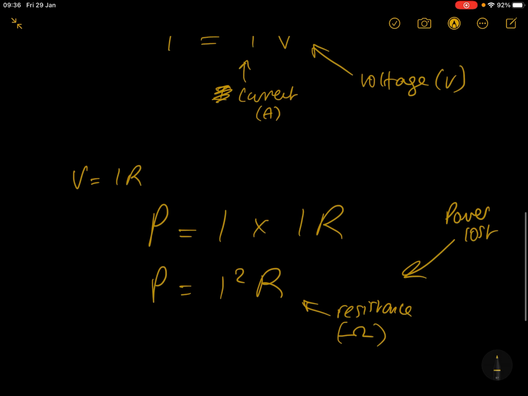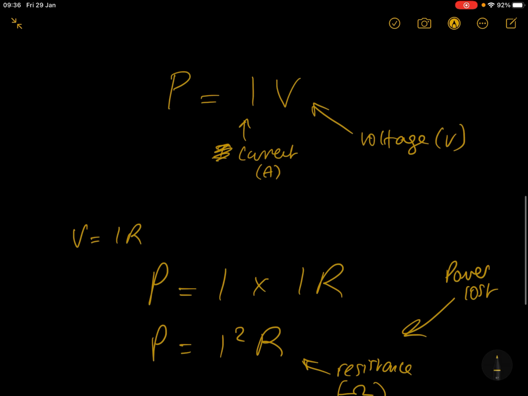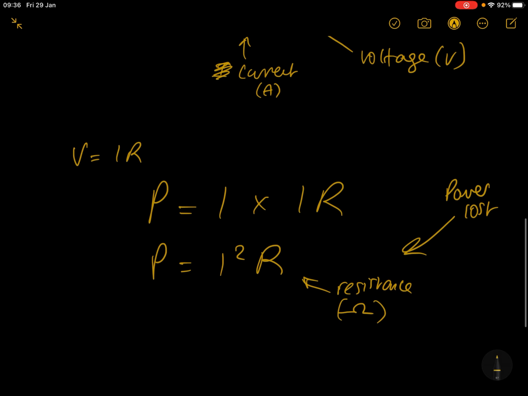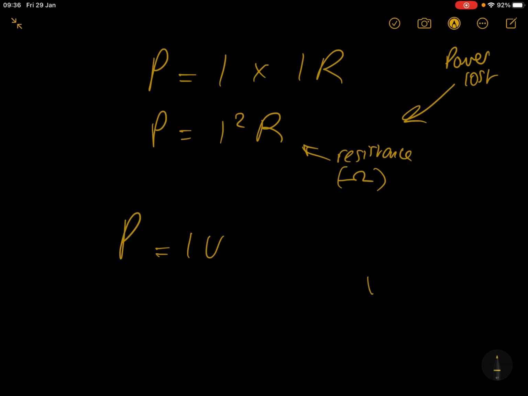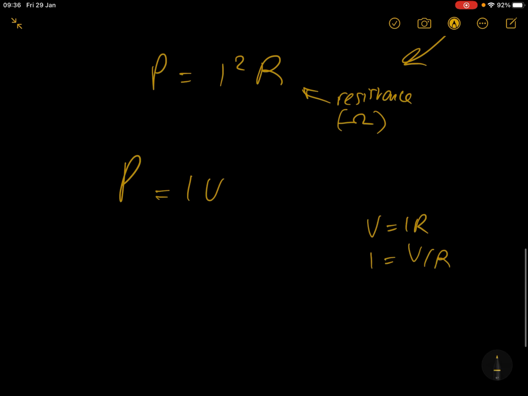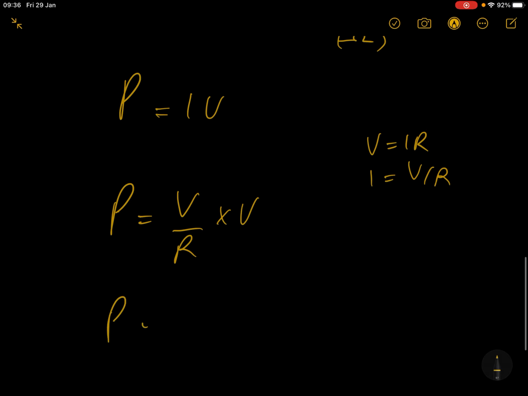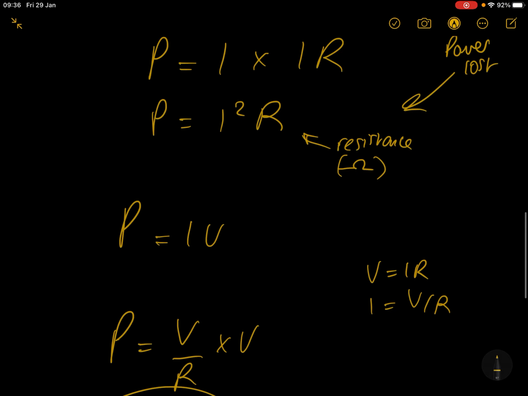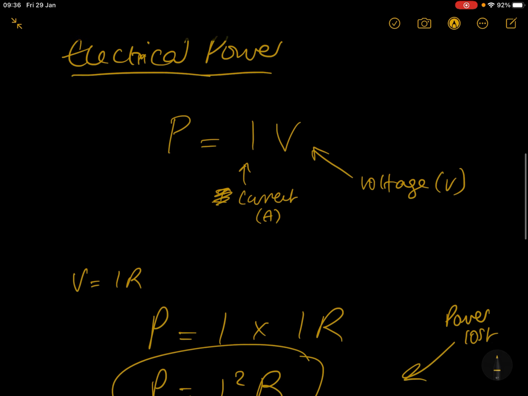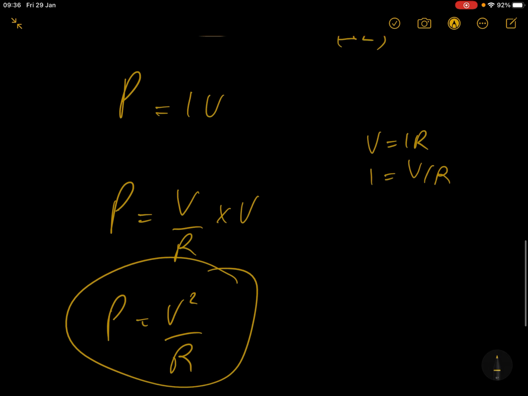Okay, so let's say actually you have voltage, so great, but you don't have current. Again, we'll start off with P = IV. And again, I'm going to use V = IR, but I'm going to rearrange it for current, so I is V over R. So substituting that in, P equals V over R times V. Power equals V squared over R. So in fact, should I circle these? There you go, they're the three main ones.